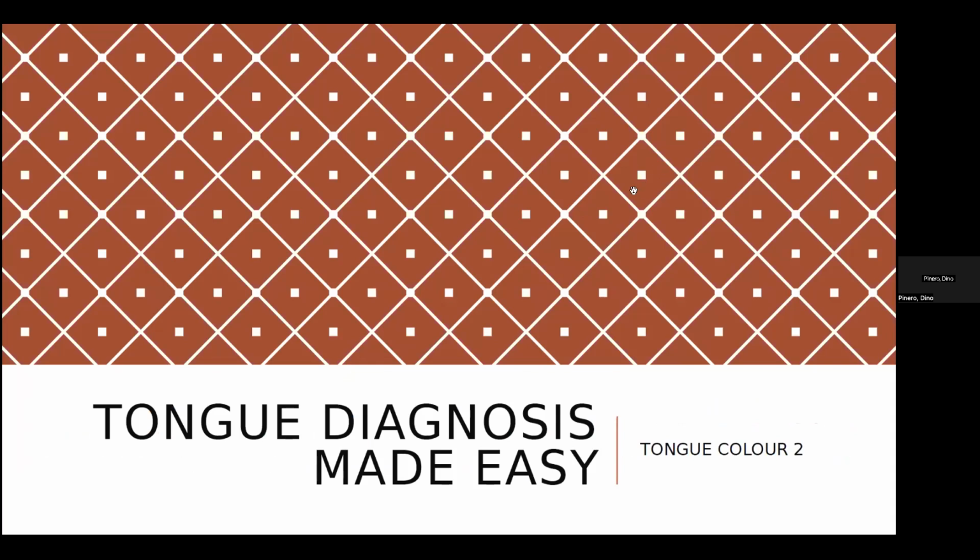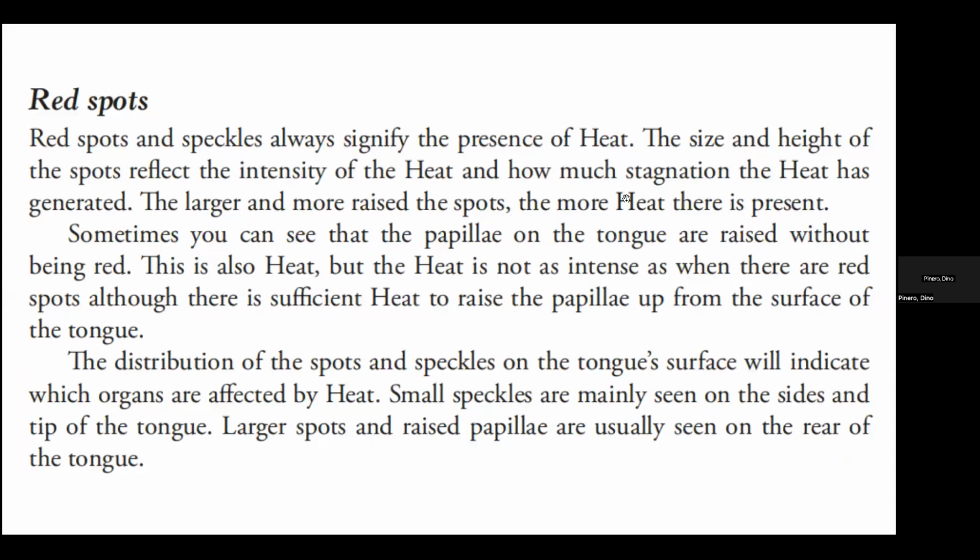Continuation po natin, tongue diagnosis made easy. Tongue color, part 2. So we have sa tongue, the red spots. Yung red spots and speckles always signify the presence of heat. So kung ito ay nakikita natin sa dila, we could say that there is a presence of heat.